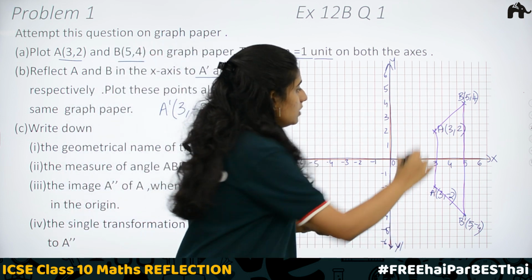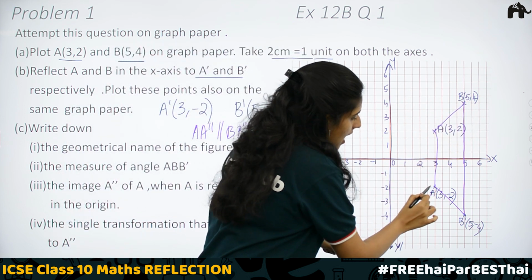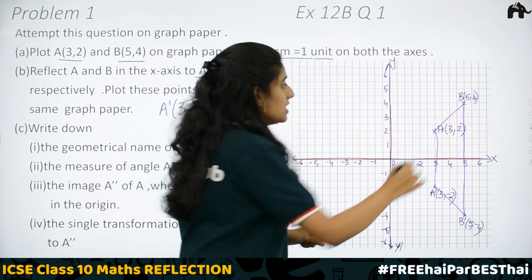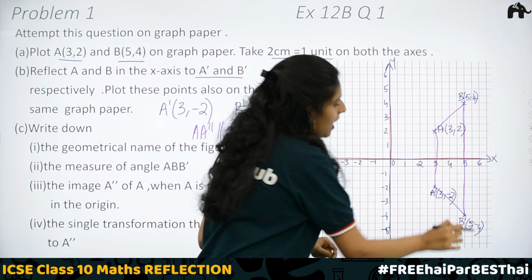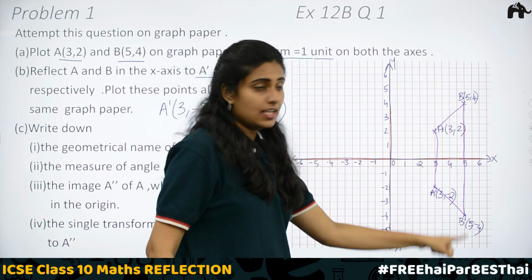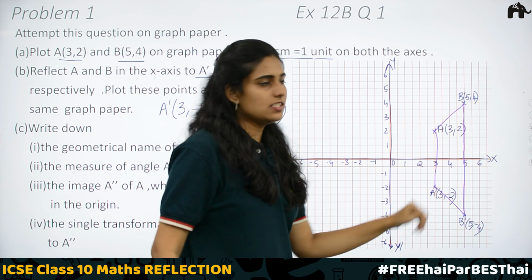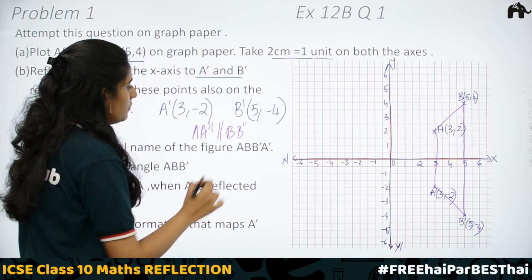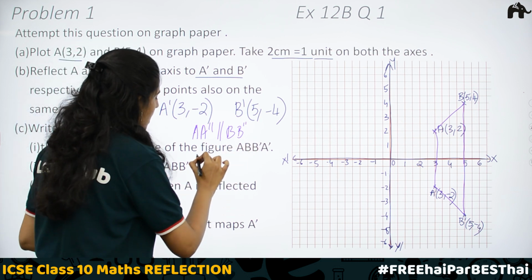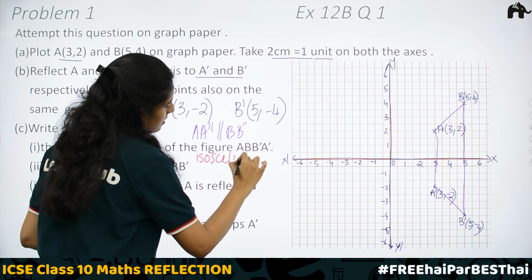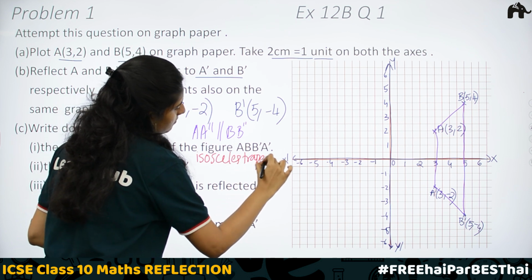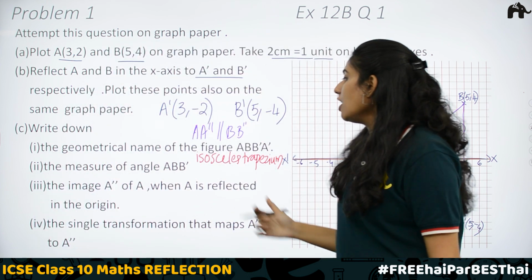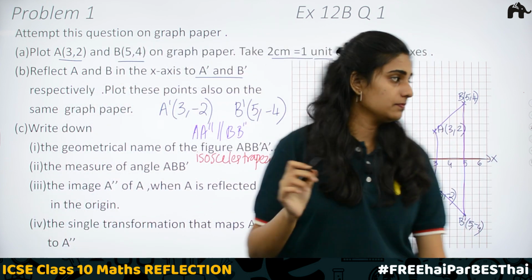When you measure the length of A, B and A dash, B dash, they will be equal. So we know this is a trapezium. Since these two non-parallel sides are of equal length, we can say that this is an isosceles trapezium. Therefore, the geometrical name of the figure A, B, B dash, A dash is isosceles trapezium. Next, the measure of angle ABB dash.